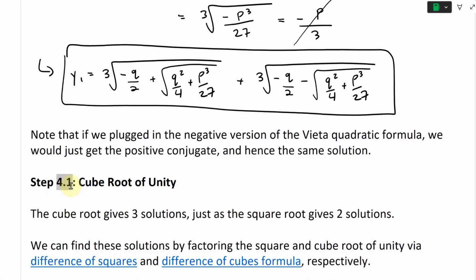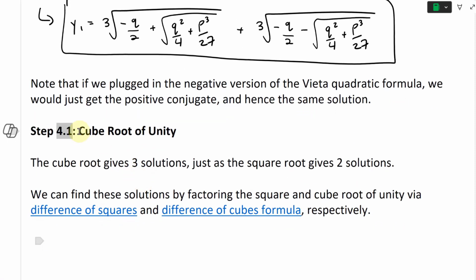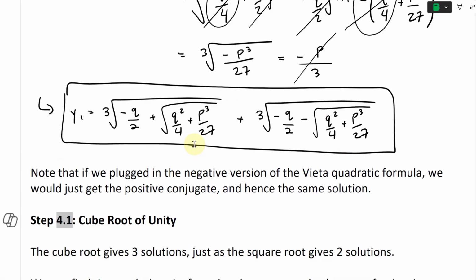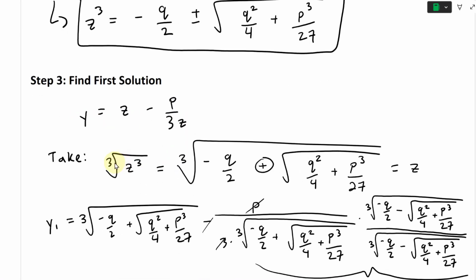Step for 0.1, and the reason it's 0.1 is because this is going to be a quick detour into covering the cube root of unity, which I haven't covered before, so I'll do that right now. And the reason is because we took a cube root right here of the z to the power of 3. So when you take a cube root, you're supposed to get 3 solutions.